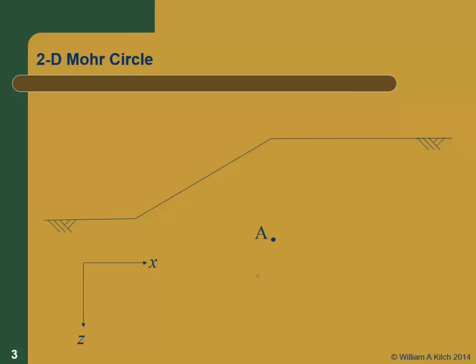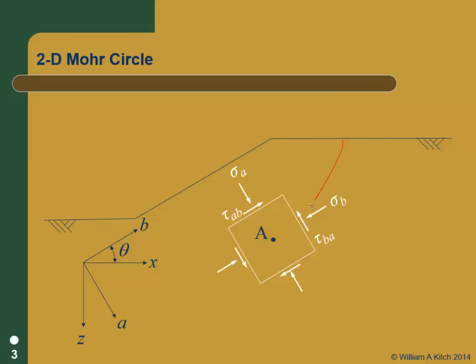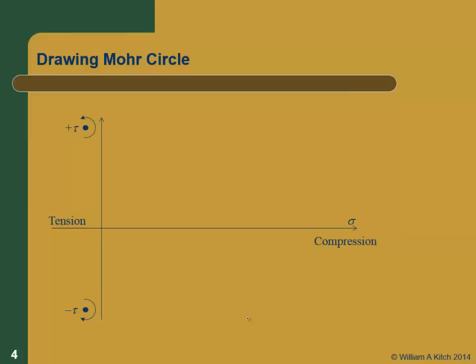Okay, so let's go back to our same examples we had before. Here's our point A. We're starting off with things in the XZ space, just as we did before. We have this desire to transform those things into this AB space, again, because we're interested in that for some reason. Again, maybe we're interested in the stresses on this particular shear surface that we're looking at in a slope stability problem.